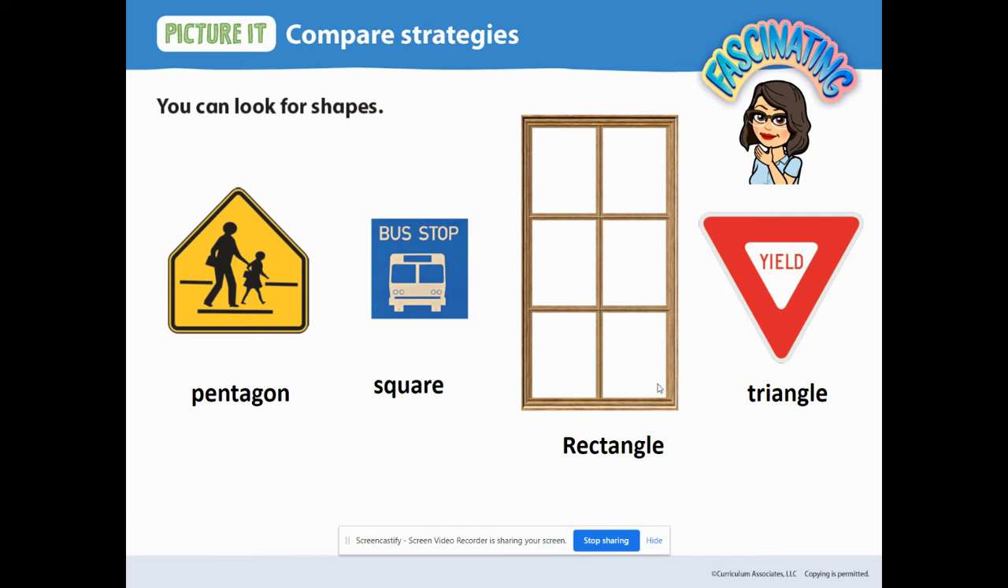And this shape is a rectangle, this window. And let's see, 1, 2, 3, 4. 4 sides, 4 vertices, 4 angles. We call that a rectangle. Is it a quadrilateral? Yep, you're right. It's a quadrilateral. And this yield sign means to go slow, to kind of stop slowly. Let's see. 1, 2, 3. Tri means 3. This has 3 angles, 3 vertices, and 3 sides. We call that a triangle. So if you look around, there are shapes all around us.